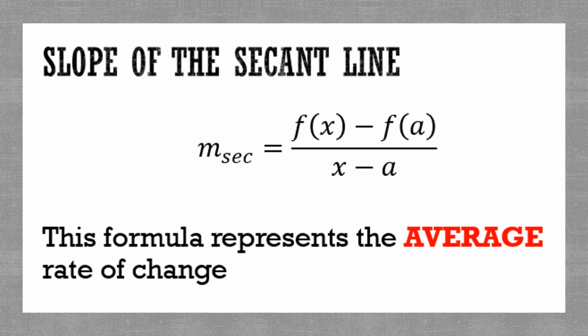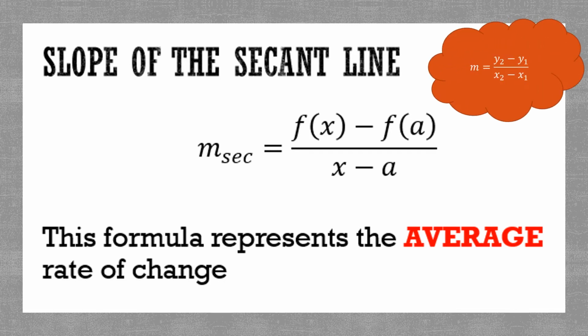This formula basically is just the average rate of change. You've calculated it probably since 7th or 8th grade. If you remember back when you first learned average rate of change, the formula that you used was y2 minus y1 over x2 minus x1. These two formulas are exactly the same. The slope of the secant line is just written a little bit differently, more of a professional, like grown-up way.